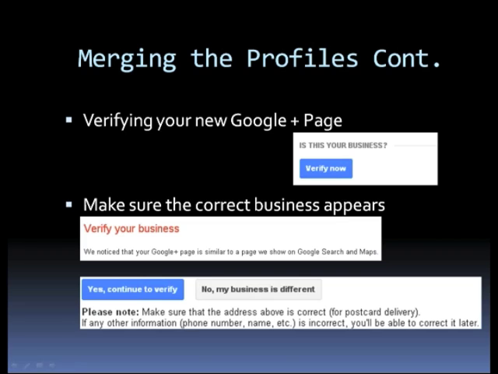So what you're going to do is you're going to click on Verify Now. This is going to be on your Google Plus business page that you just created. Again, you have to make sure that the correct business appears. If that's the case, you're going to click on Yes, Continue to Verify.